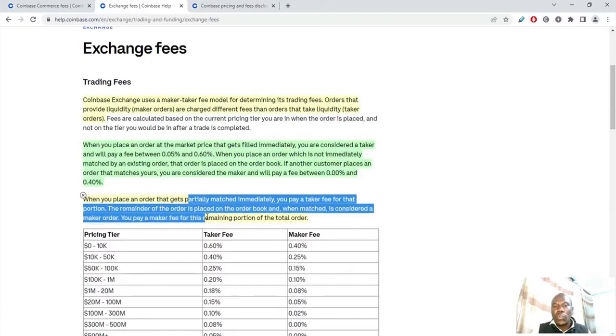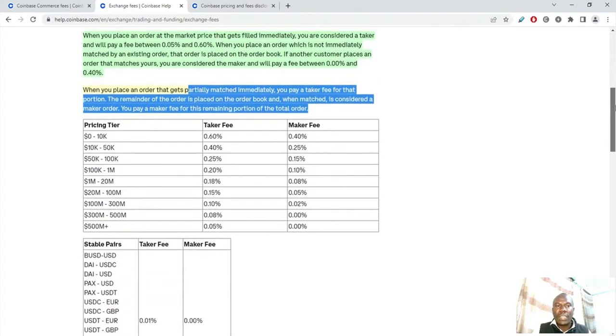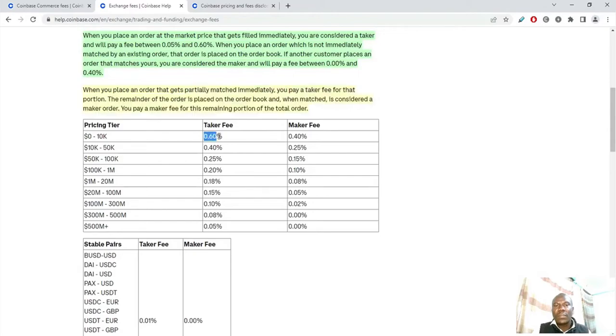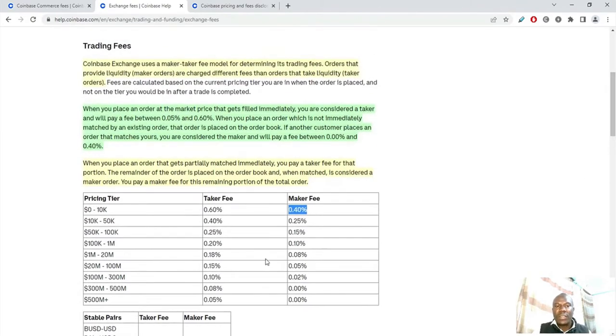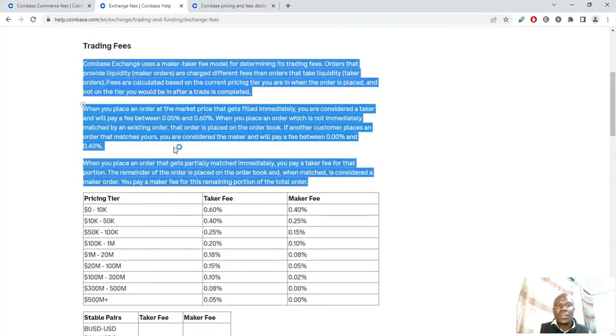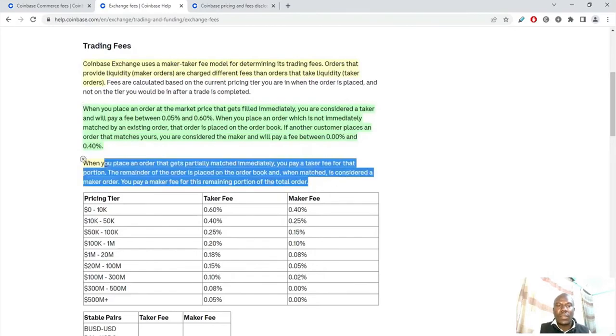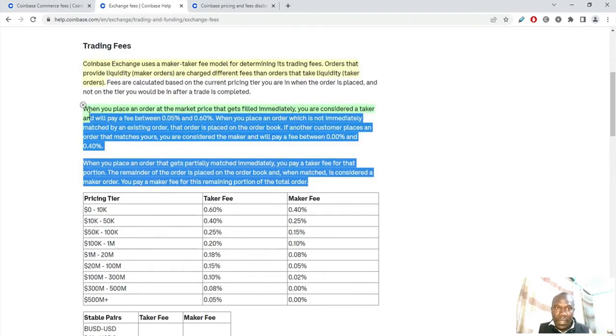So you pay a maker fee for the remaining portion of the total order. So what happens is, between 0 to 10k, the taker fee is 0.6% and the maker fee is 0.4%. And this is the table here, you can see it, and you can also match what you're seeing here with what we have seen up here. Okay, if you don't get it, then just repeat the video. I'll also leave the link for this page in the description below so that you can read it yourself.